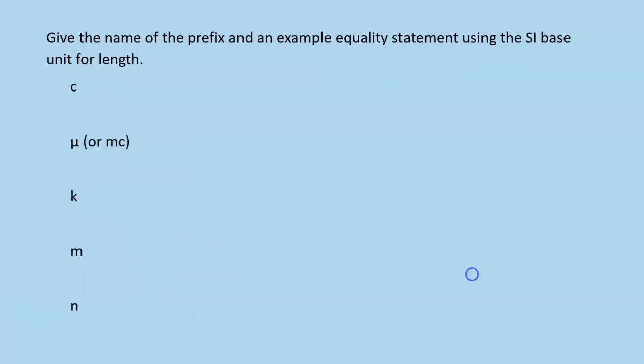Okay, so in our first example problem, we're going to give the name of the prefix and an example equality statement using the SI base unit for length. So remember that the base unit for length is the meter, which is represented by that lowercase m. Okay, so what we need is the lowercase m for this. Now, a lowercase c represents centi.